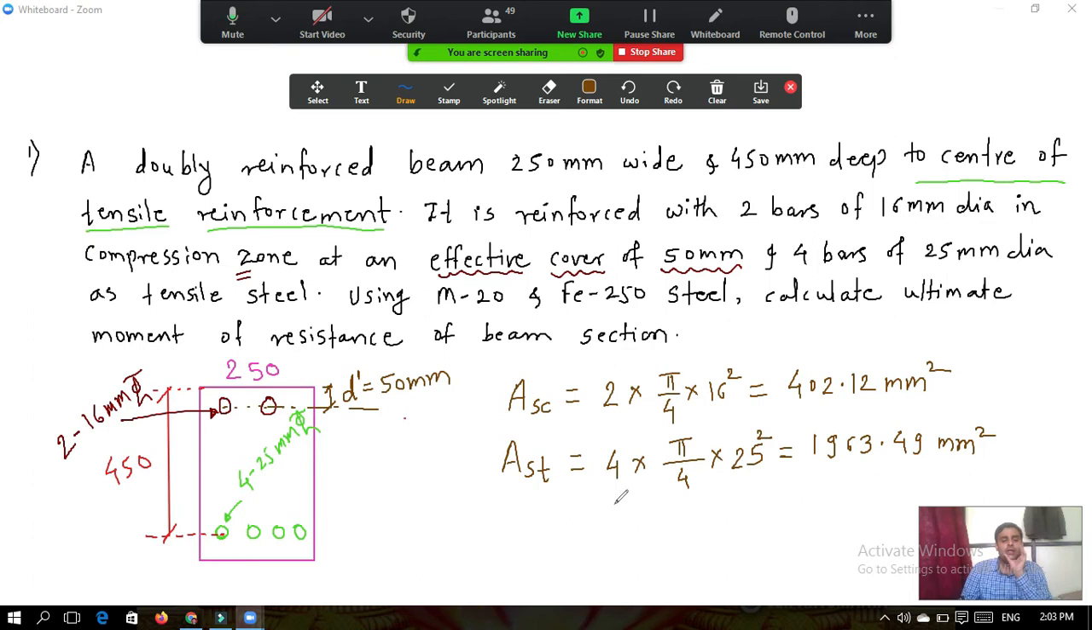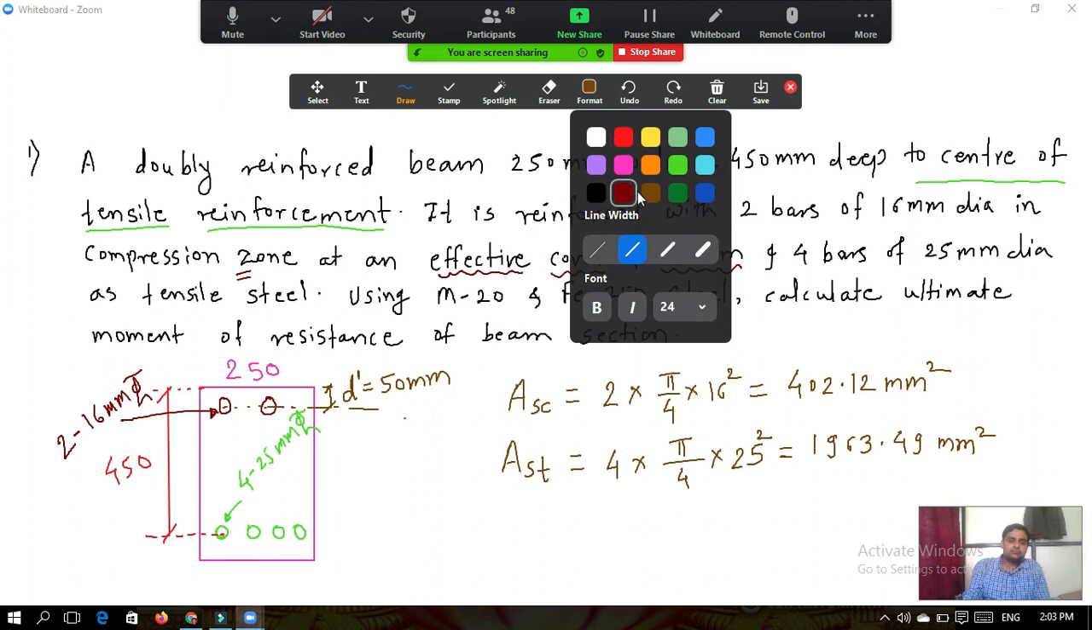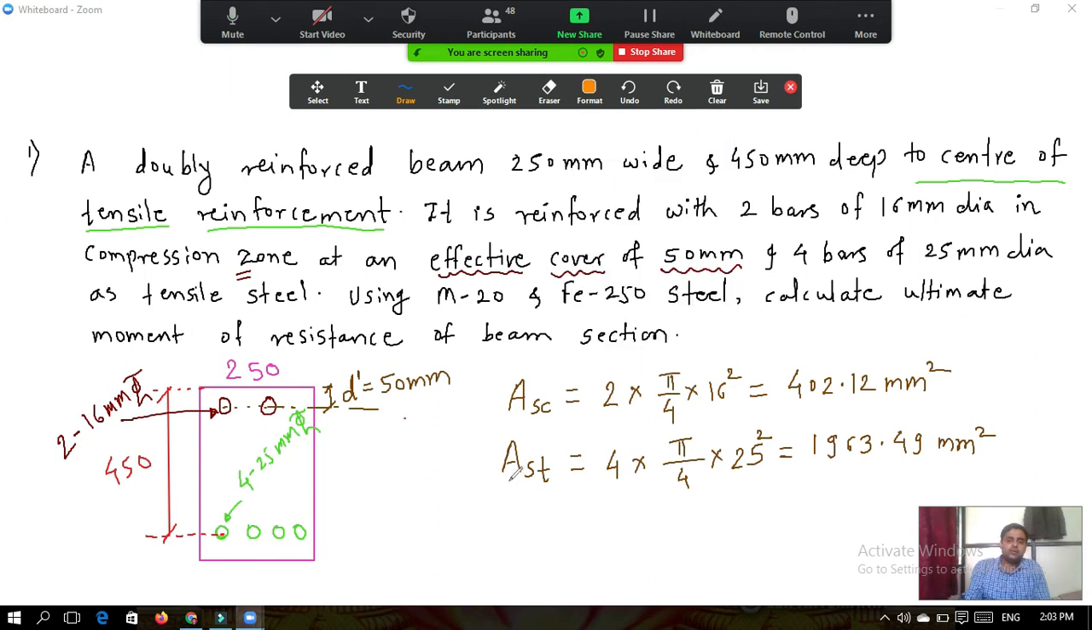So now AST is equal to the value we got. These values we have calculated from the given data. Now calculate the XU max. What is the value of XU max? How to calculate it?